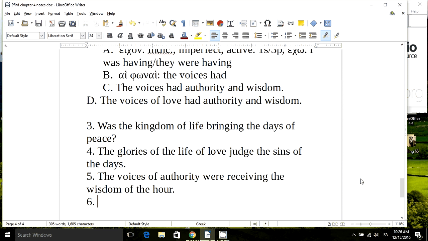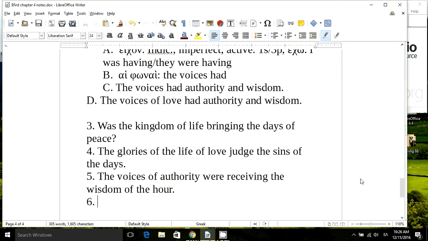So let's take the first clause, which goes up to the kai. Hai kephalai exousias esodzon tein basileian tes sophias. Where's the verb in that? That verb is esodzon. It's imperfect. It's got that epsilon on the front. Imperfect, indicative active, either first singular or third plural.